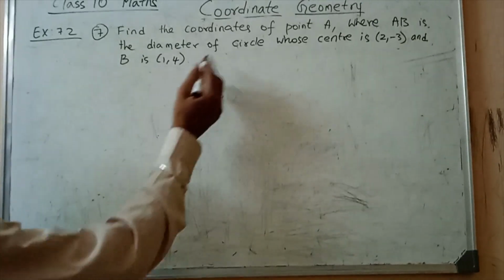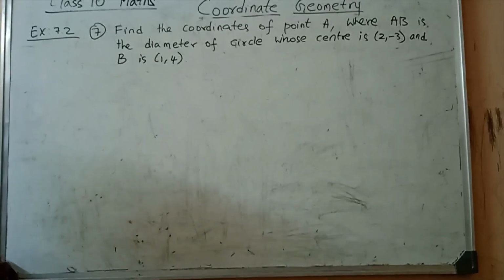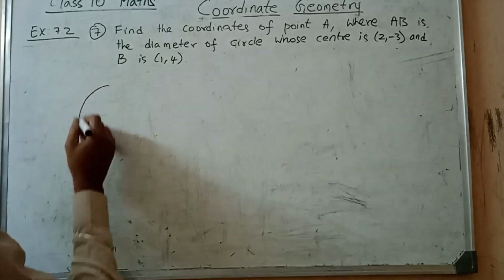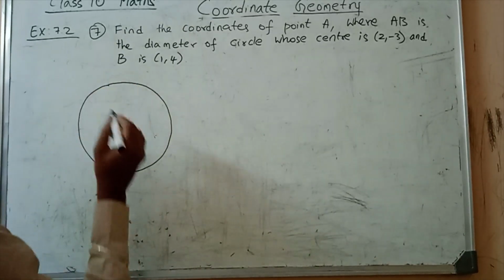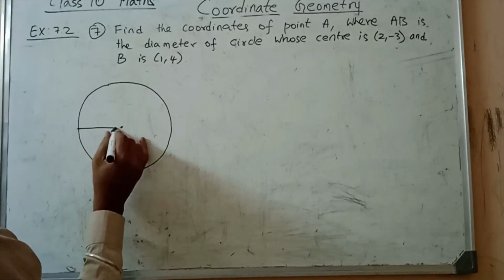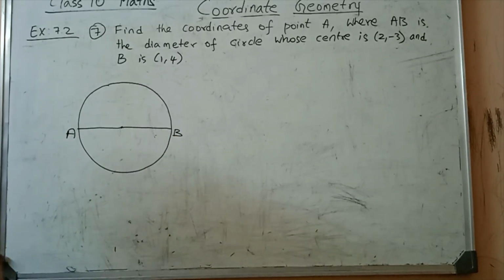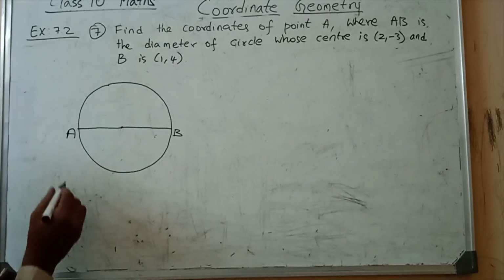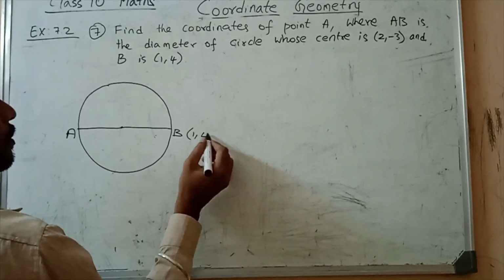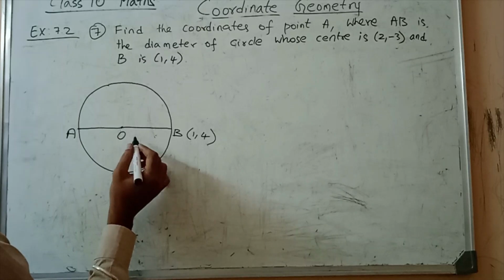So this is the question. Find the coordinates of point A where AB is the diameter of a circle whose center is (2, -3) and point B is (1, 4). So see here, there is a center and a diameter passing through the center. Endpoints of the diameter are A and B. A is not given, they are asking for A. B is given (1, 4), and the center O is given. Its coordinates are (2, -3).